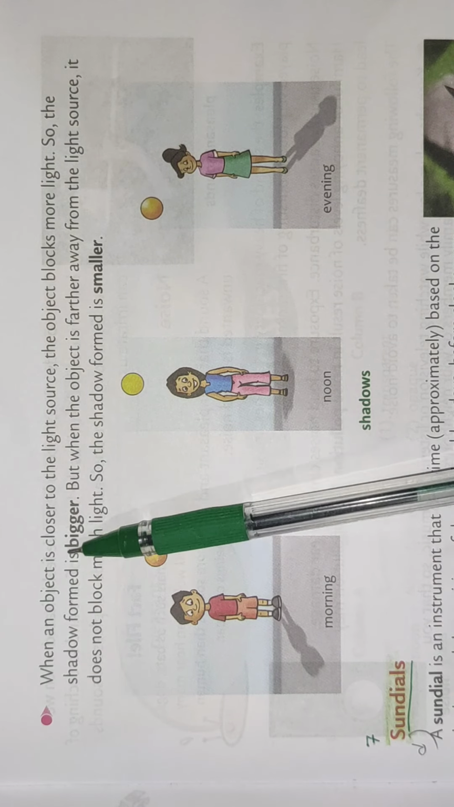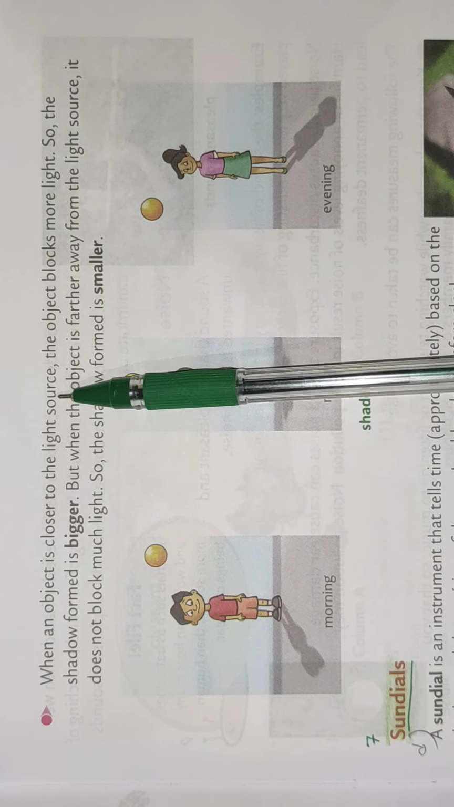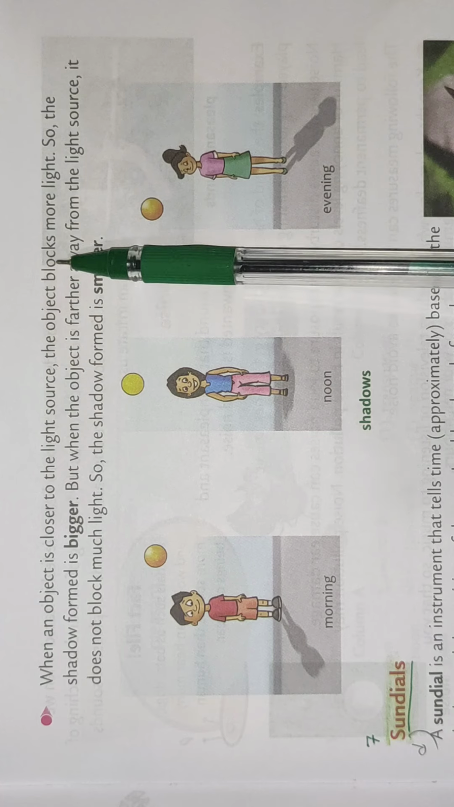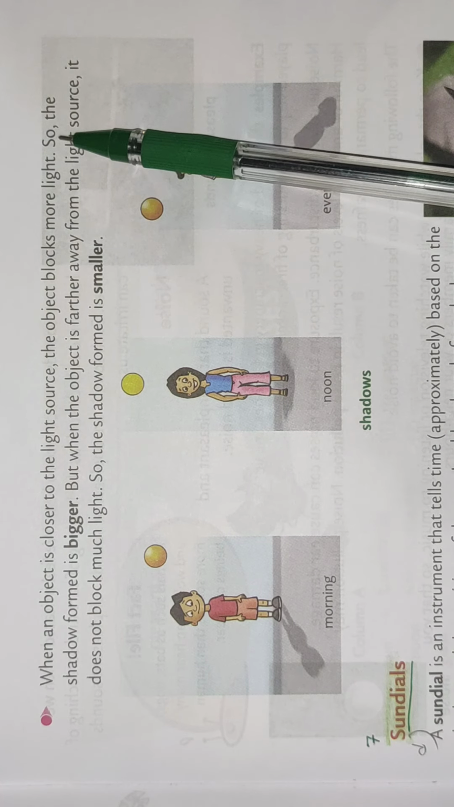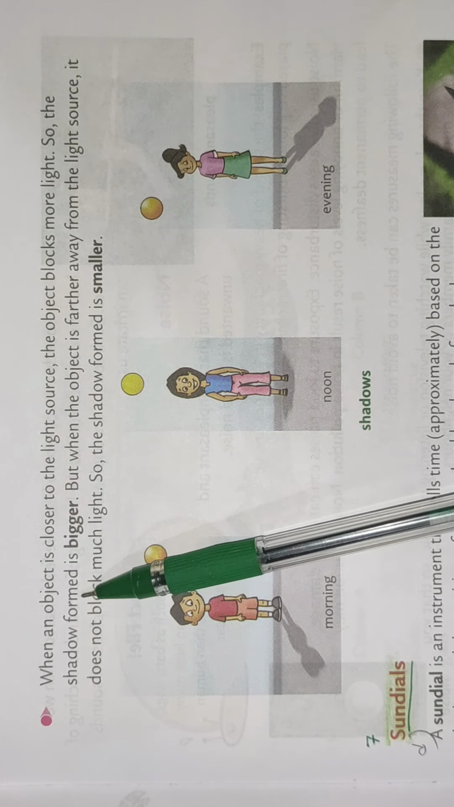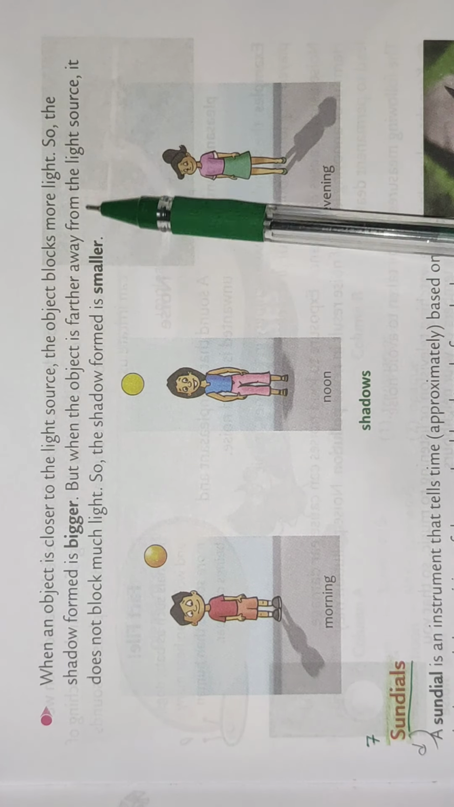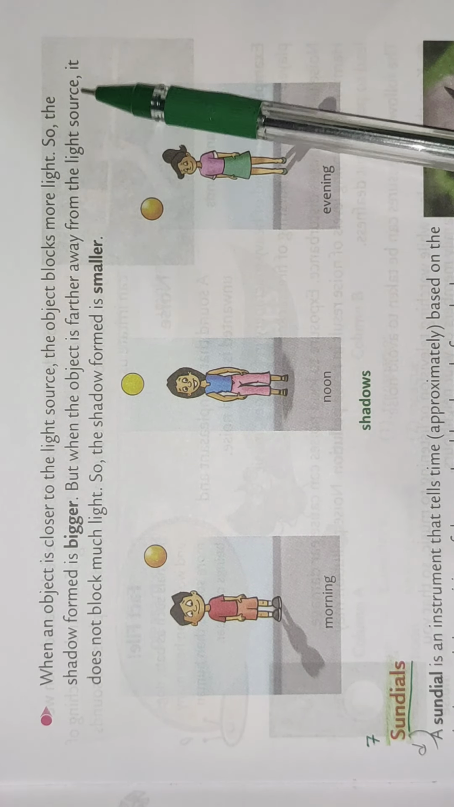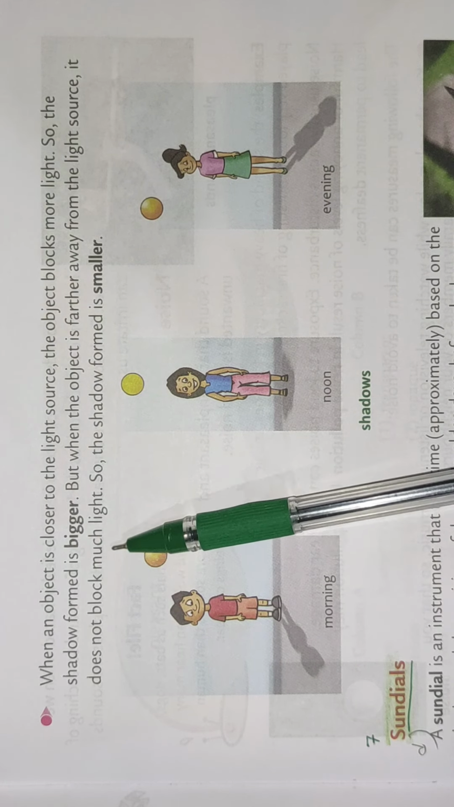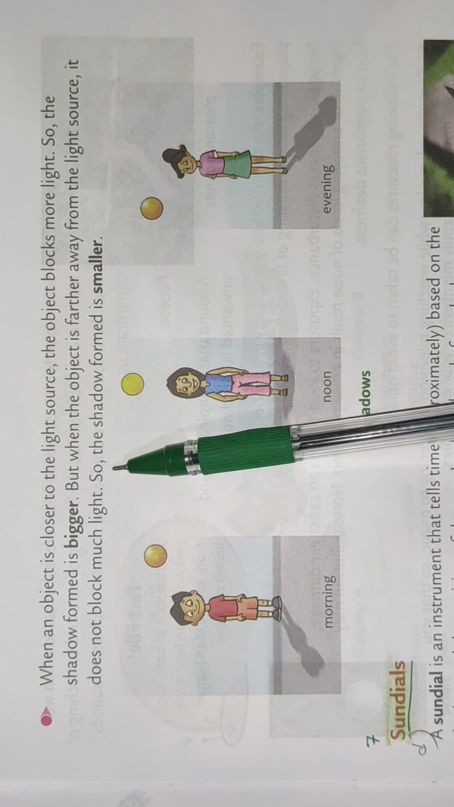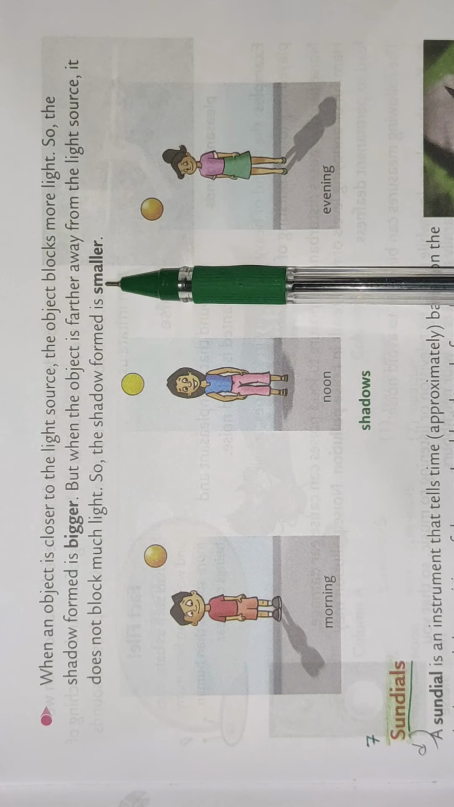When an object is closer to the light source, the object blocks more light. So, the shadow formed is bigger. But when the object is farther away from the light source, it does not block much light. So, the shadow formed is smaller.